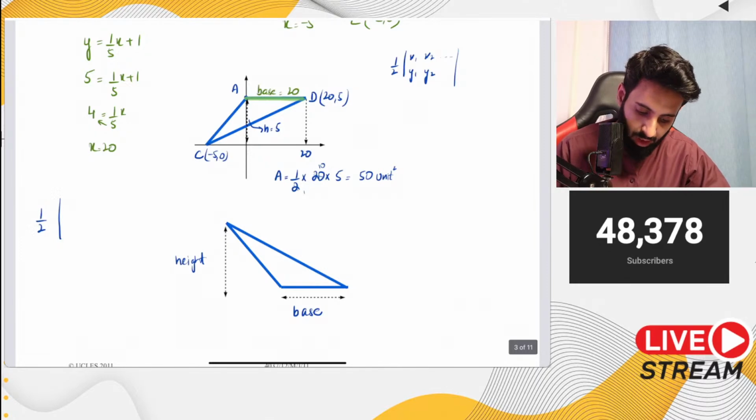Okay, so half into A. Now A has coordinates 0, 5. Okay, and then C, which has coordinates minus 5, 0. And then D, which has coordinates 20, 5. And then rewrite the coordinates of A, 0, 5.